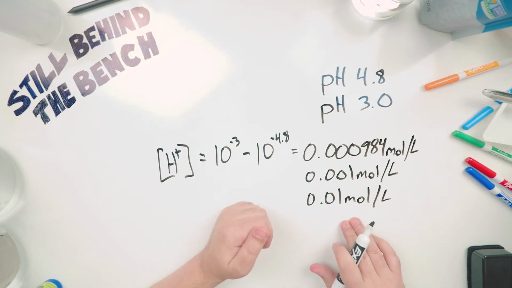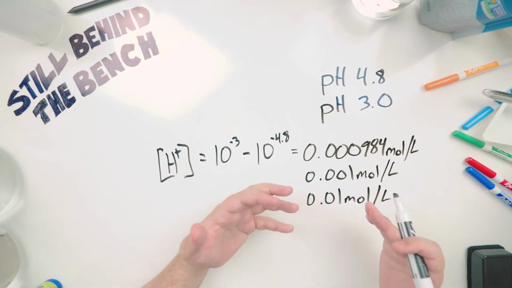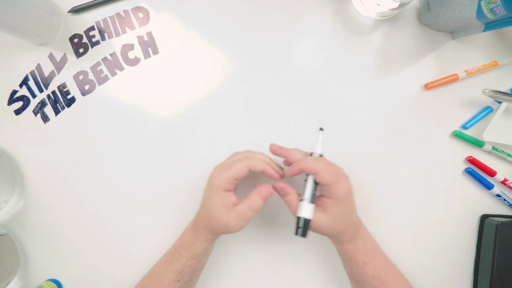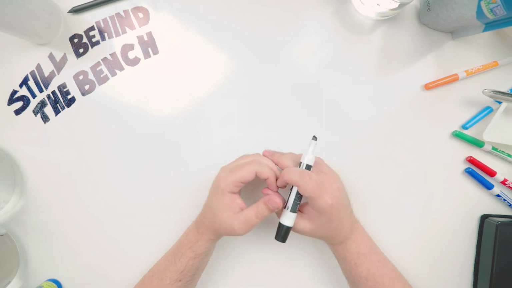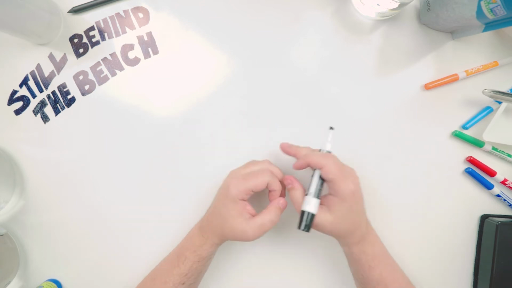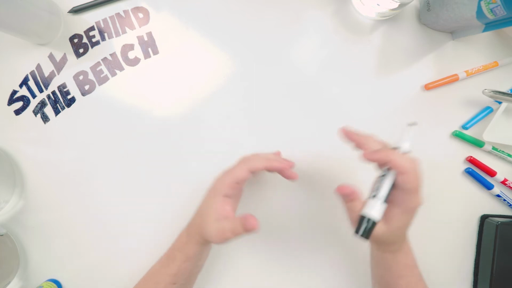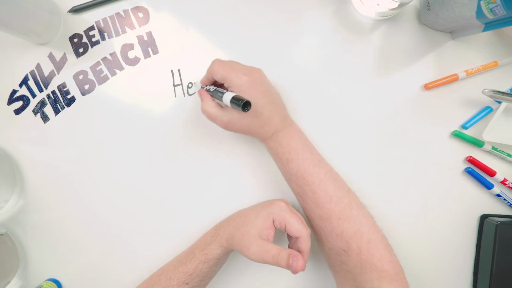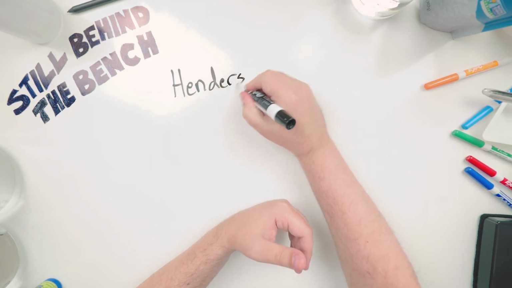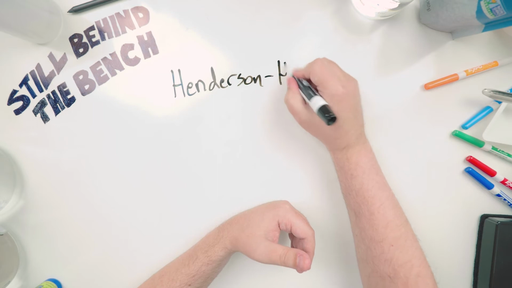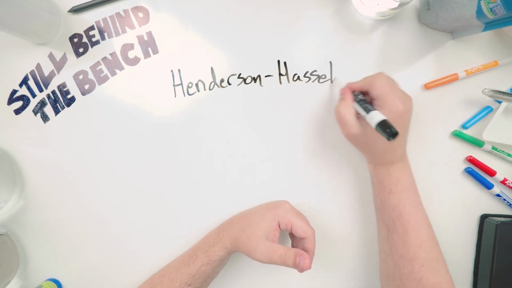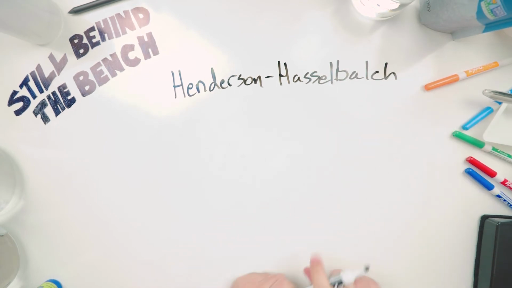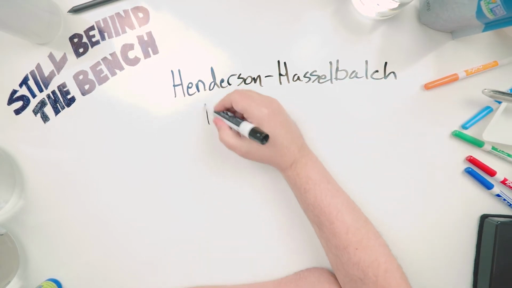So let's figure out how much of our weak acid and conjugate base we need to add. So there's a common equation taught to students to use to figure out how much weak acid, conjugate base, or weak base and conjugate acid. It is called the Henderson-Hasselbalch equation. And the equation goes like this.